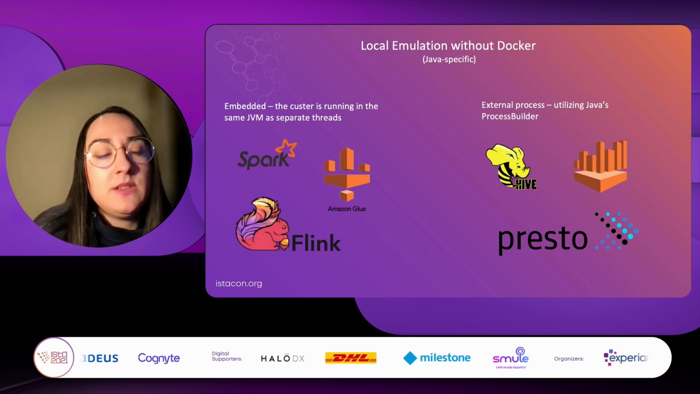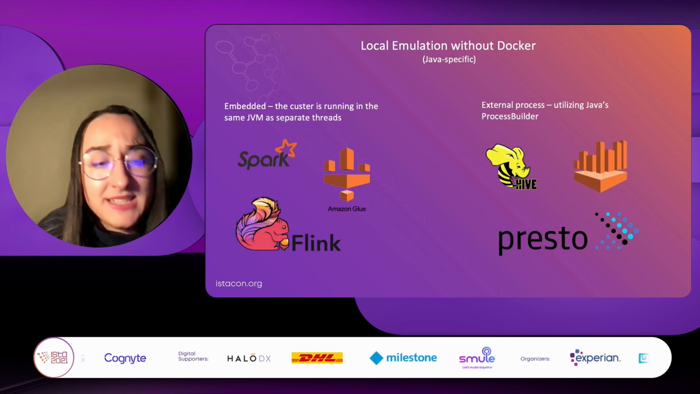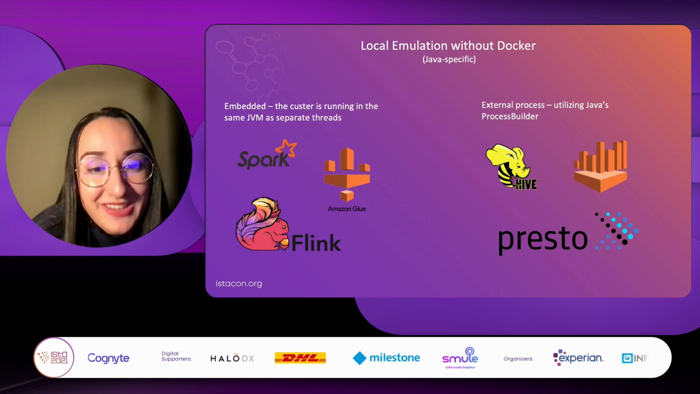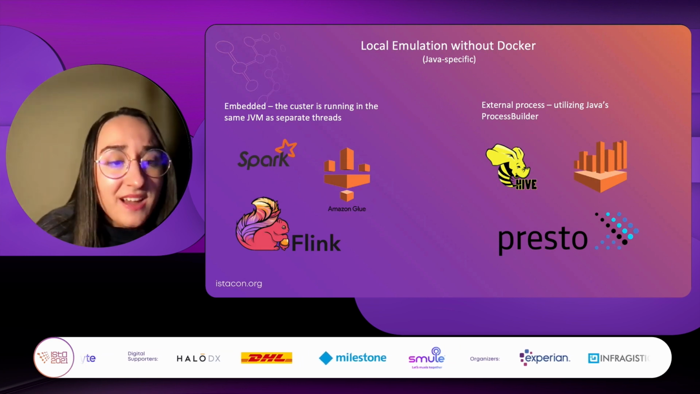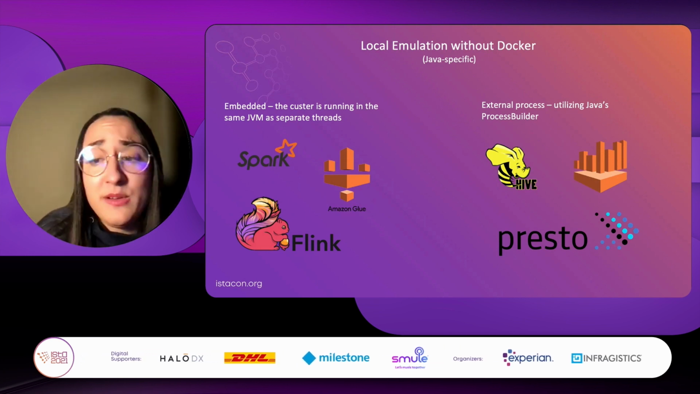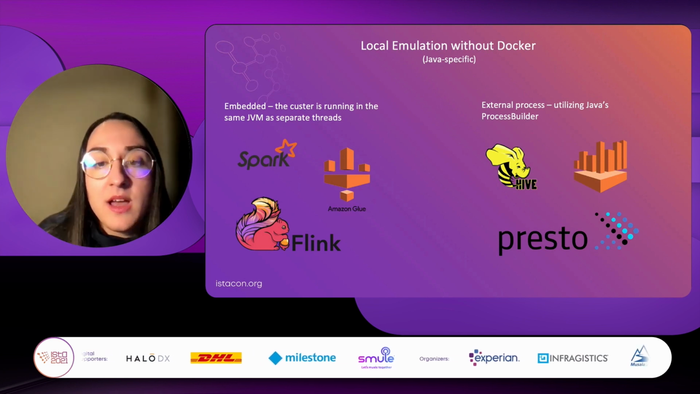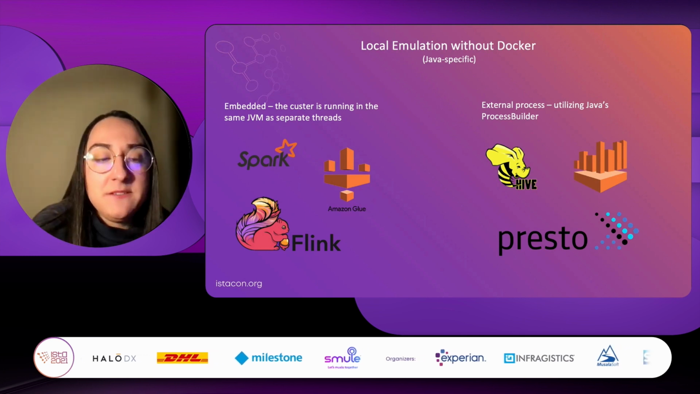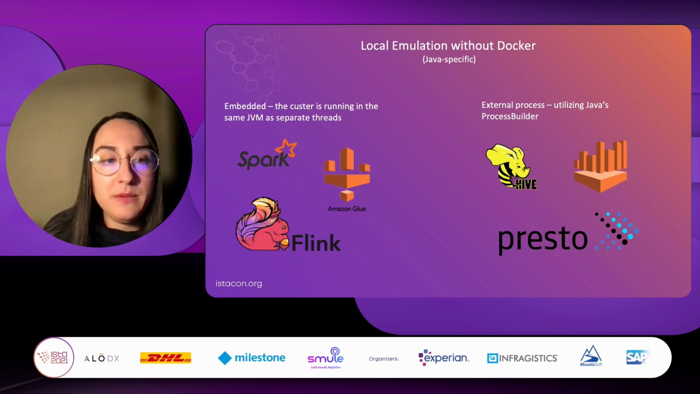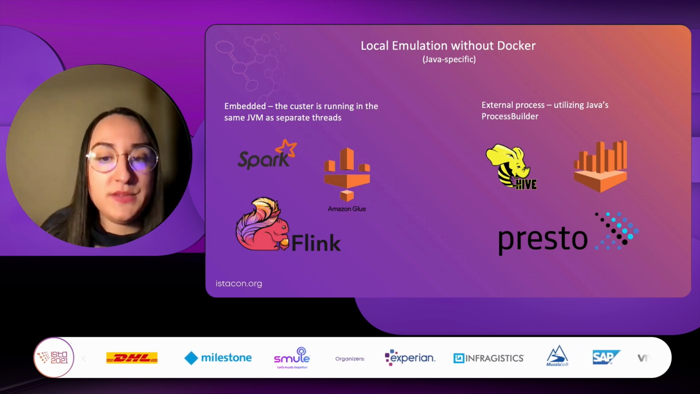But if I need to stream live data with a very low latency, I would most certainly use Flink. On the other hand, if I want to perform batch processing and I don't have a requirement for the latency, I will choose Spark. Anyway, all of them have specifics, and we were able to emulate them in two different modes, embedded and external process mode.